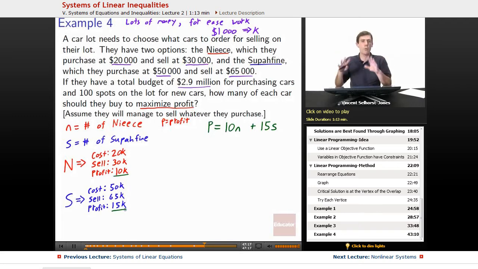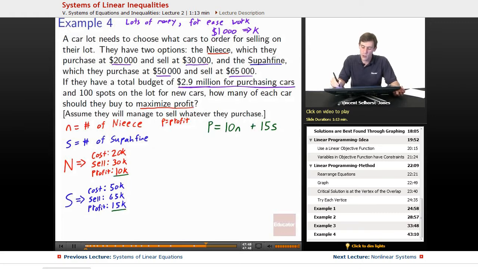All right, we won't worry about the fact that the numbers have units of dollars, thousands of dollars. But there are some restrictions here. We were told that there's a restriction of $2.9 million for purchasing cars. So they don't have unlimited amounts of money to buy cars, right? If they did, they'd want to stock their entire car lot with nothing but superfines. But these cars have a cost, so we have to deal with that.